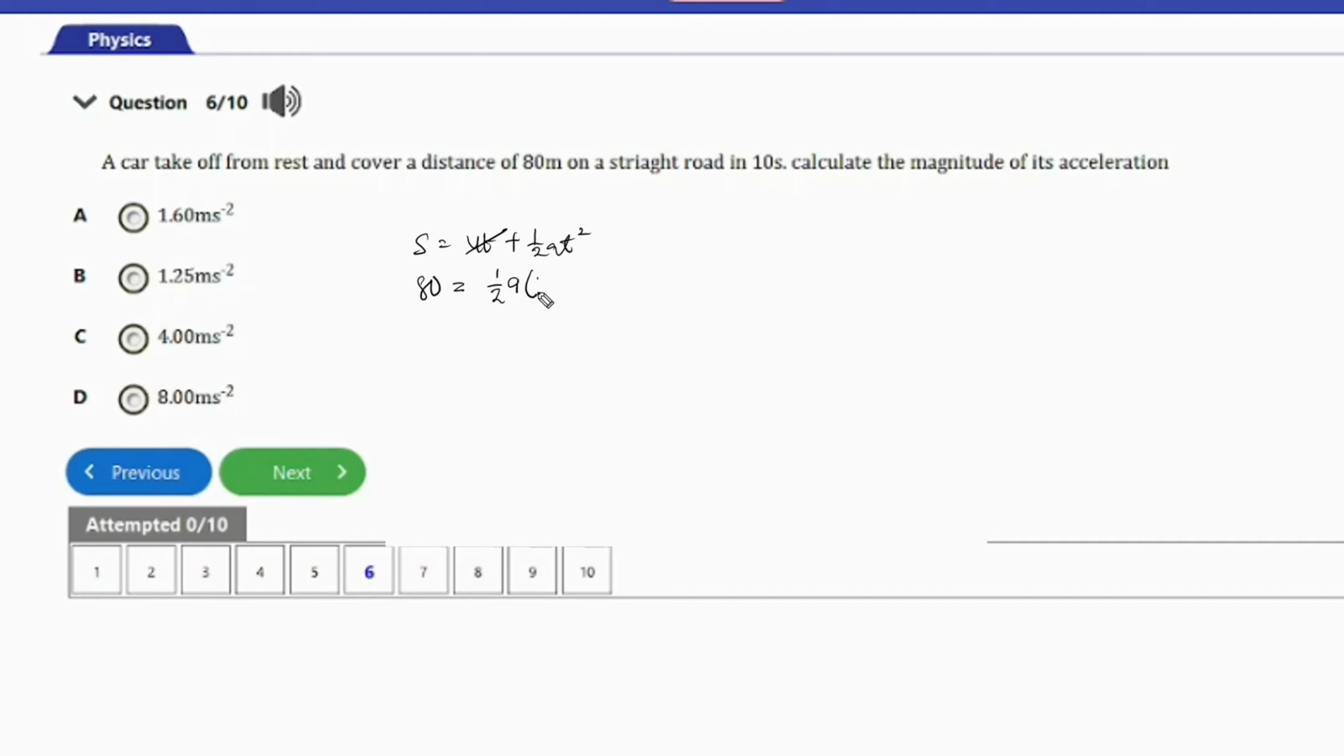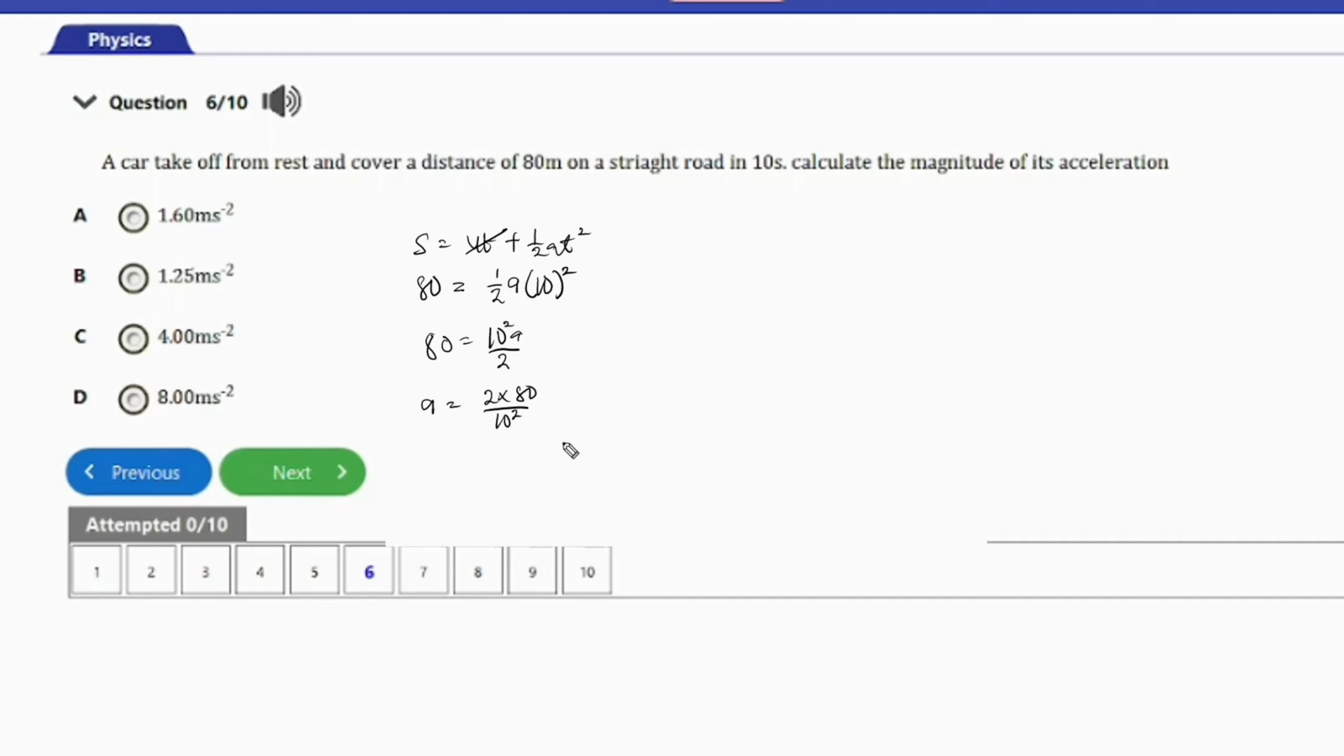t squared is actually 10 seconds squared, and that will be times a half. So in that case, that's 10 squared a over 2. So it means that 80 meters is 10 squared a over 2. So in that case, if we make a the subject of this equation, we are going to have that a is equal to 2 times 80 over 10 squared.